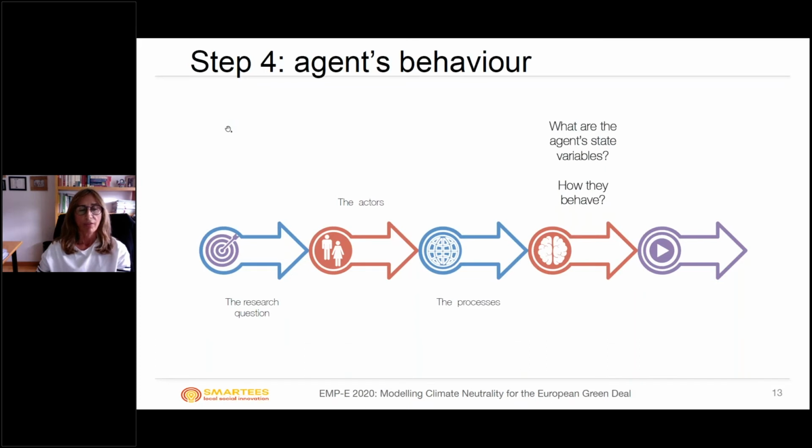Once we have made our simplified assumptions to represent our system, we are clear about what agents we have and what they can do, in our case, communicate. It is time to go through the details. What are their state variables? How do the agents behave?